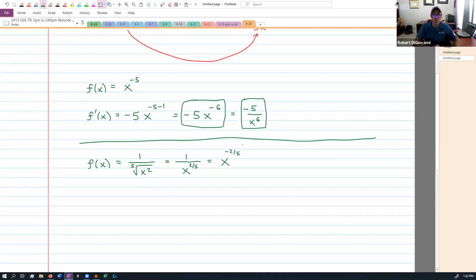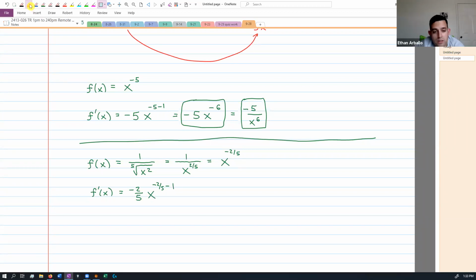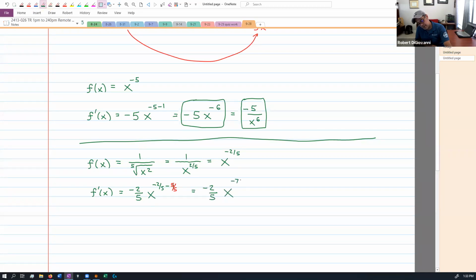And now we can apply the rule, right? So our derivative should be negative 2/5 x to the negative 2/5 minus 1. But instead of 1, what am I going to subtract? 5 over 5, right? And then when you subtract across the top, you go negative 2, take away 5, which would give you negative 7, right? Negative 7 over 5.